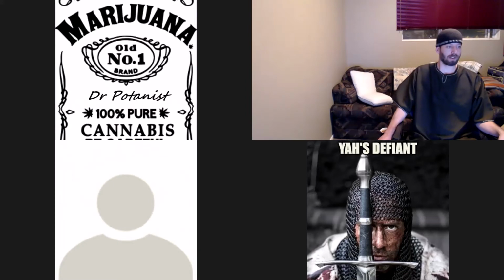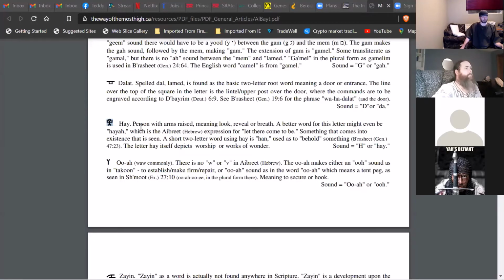Our next letter is the letter He. As you can see, this is a man who's standing with his arms up. Now this could be understood as being praised, or he's looking out through a window, or he's beholding something. So to look or to behold.